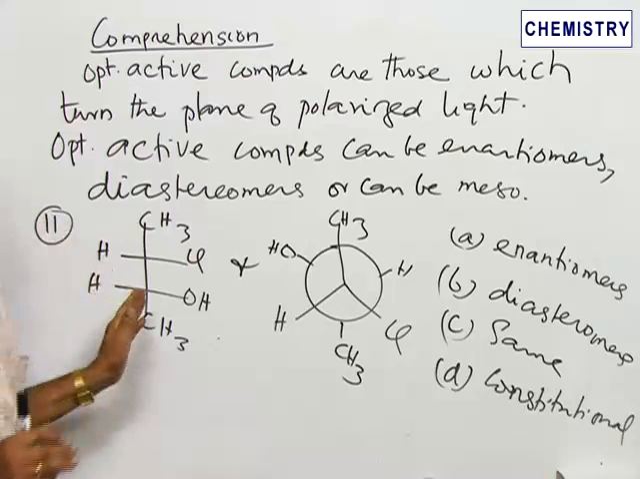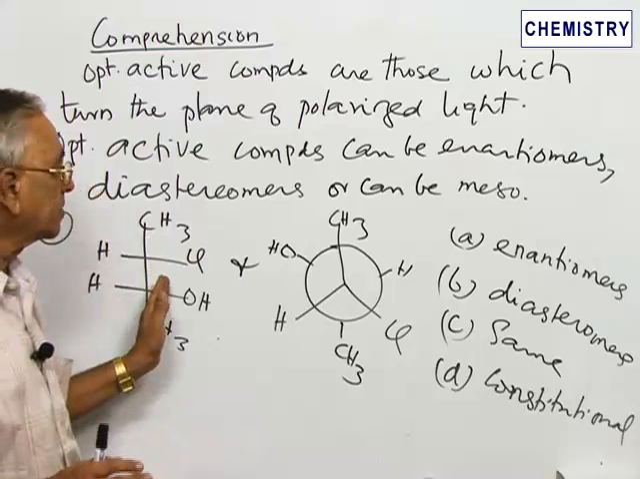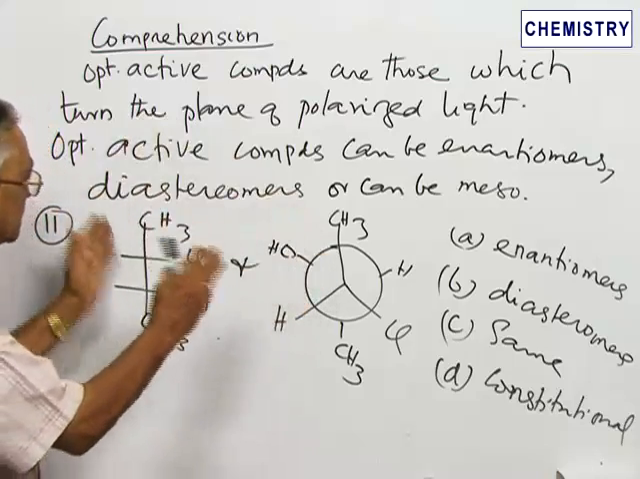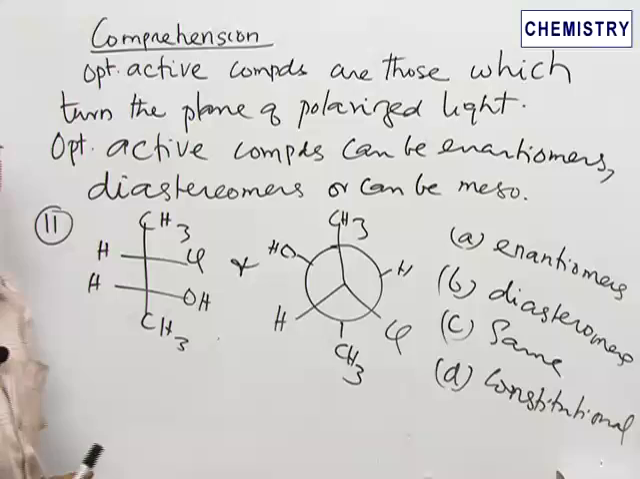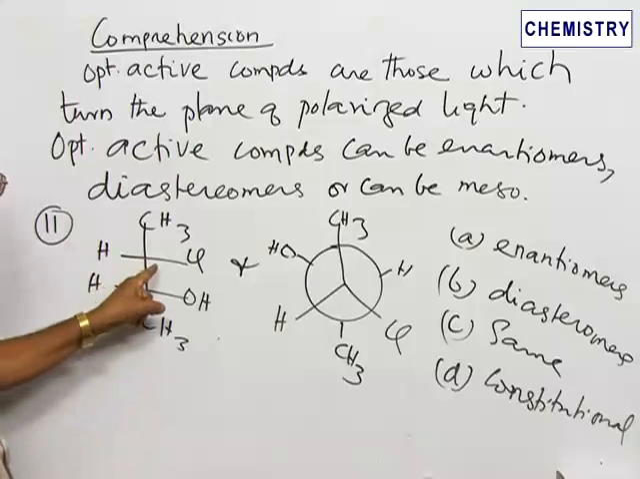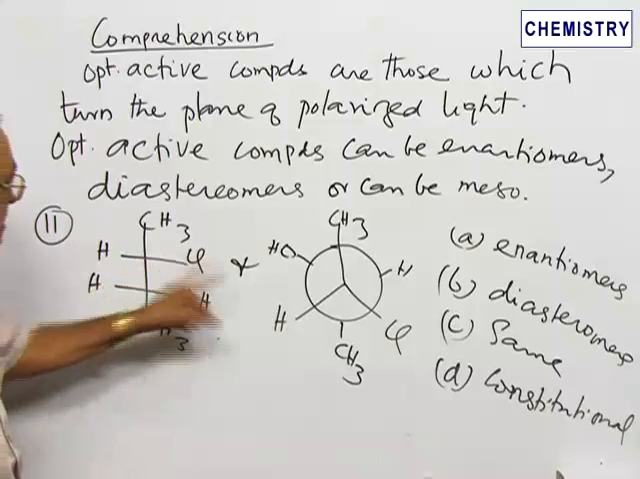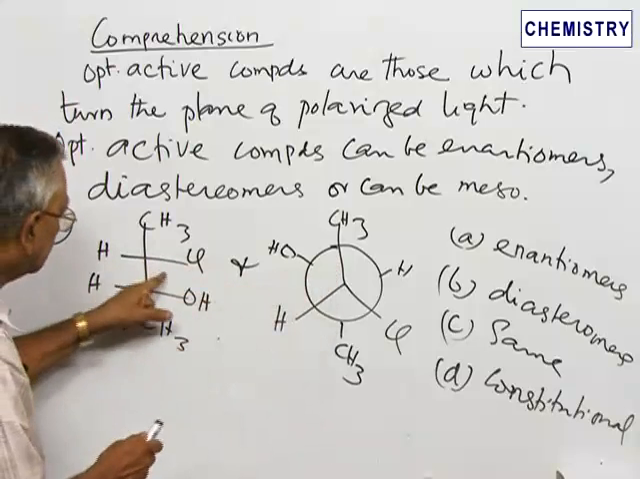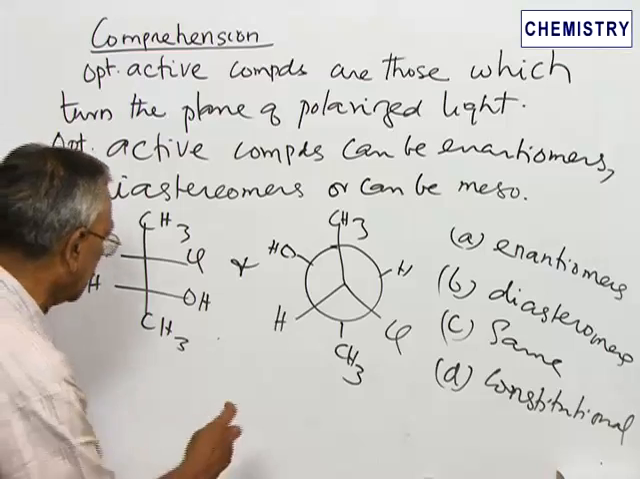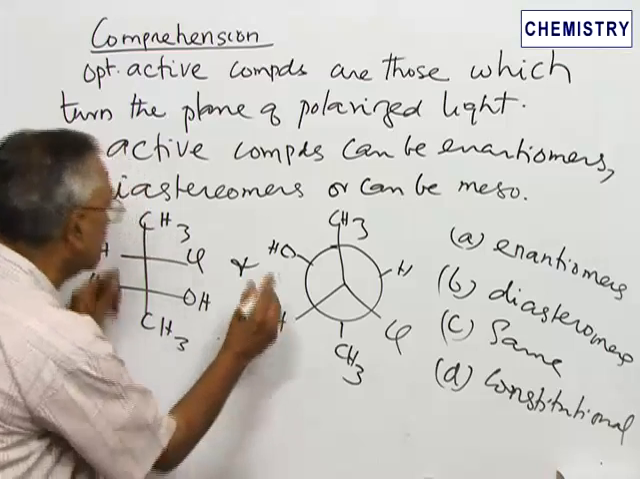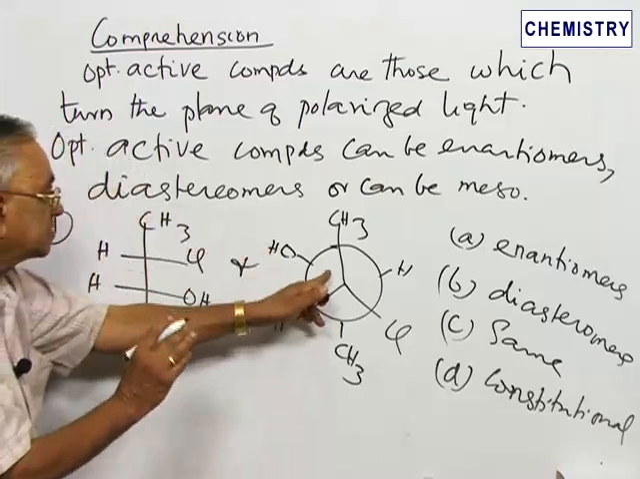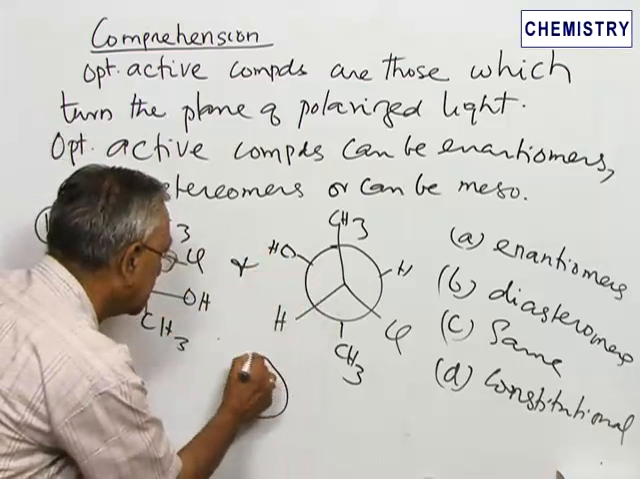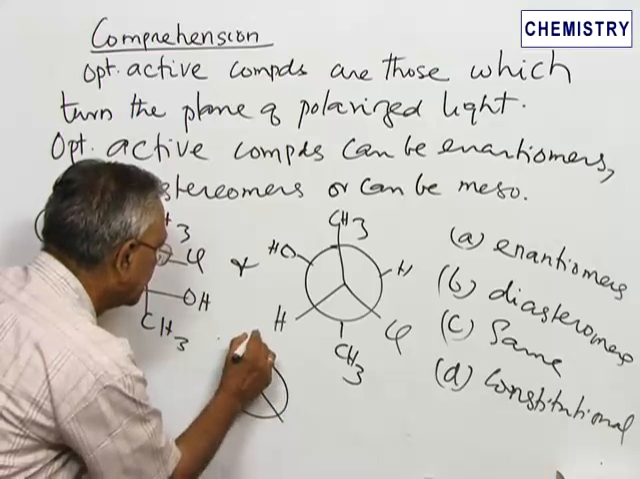Now, normally when one is given in the Fisher projection and the other in the Newman projection, convert the Fisher projection into an equivalent Newman projection. When we convert this Fisher projection into a Newman projection, always convert it to an eclipsed form first. This is what is known as a staggered Newman projection. So convert this first to an eclipsed Newman projection, then make it staggered.